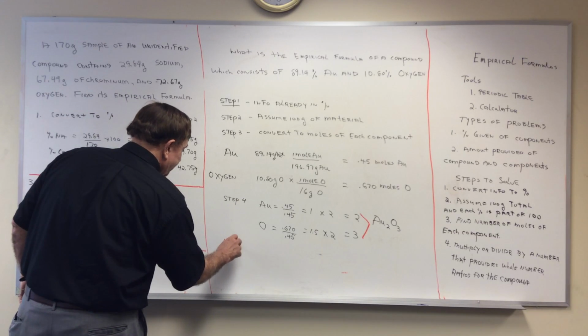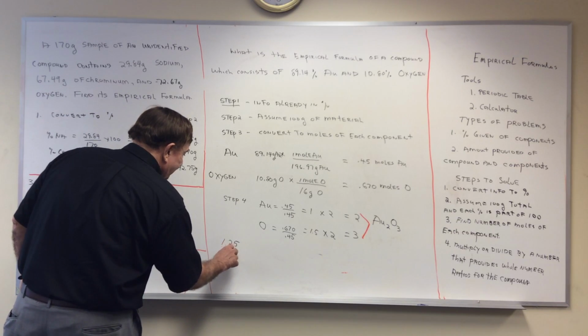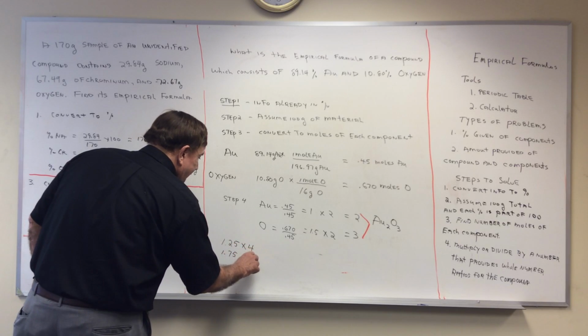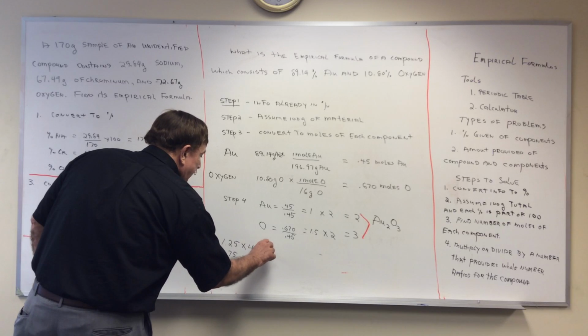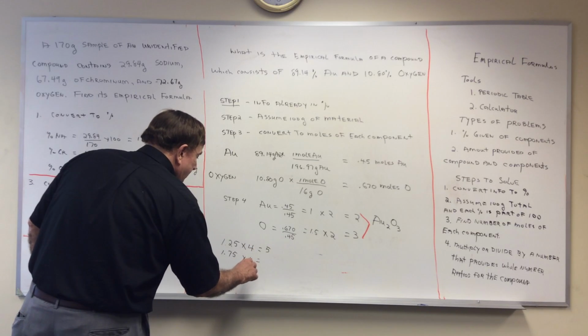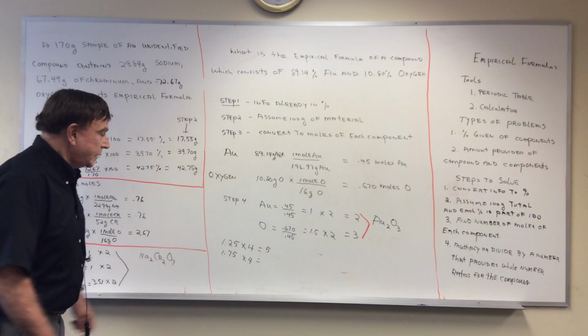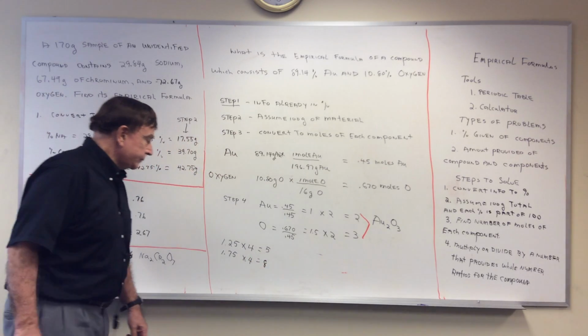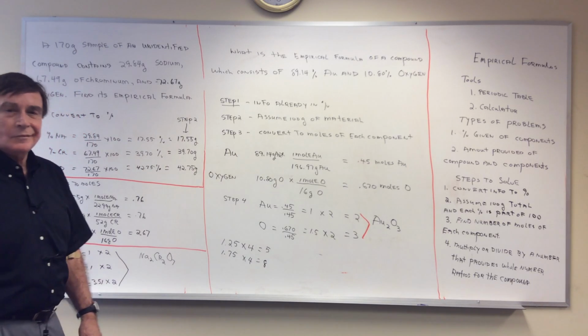Now, whenever you're doing these problems, sometimes these ratios won't come out as clean. They may come out 1.25, 1.75. The same thing applies. You multiply it by a number that gives you a whole number. This will give you 5, and this will give you 6. Sorry, 8. Scrap it.